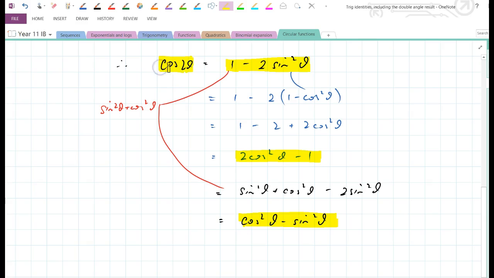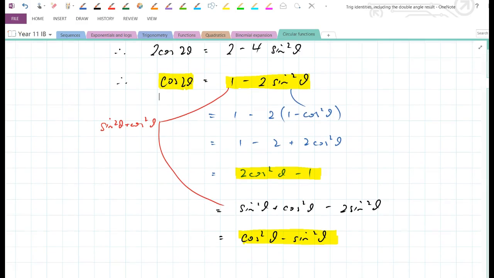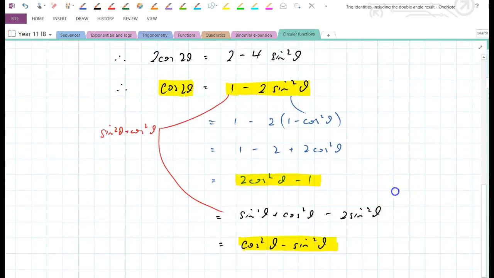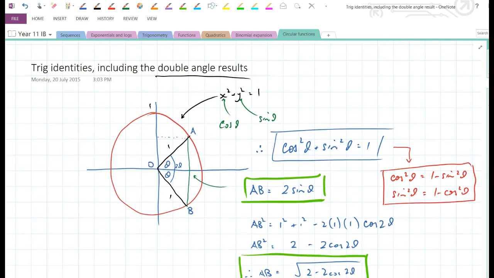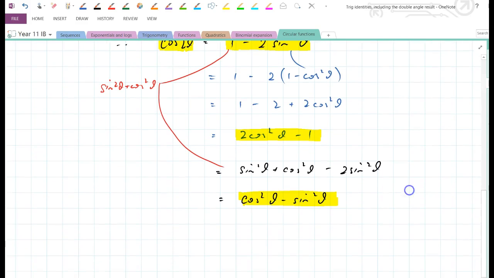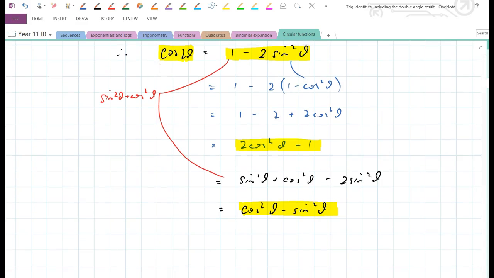Prolific little fella, cos 2 theta is equal to 1 minus 2 sine squared theta is equal to 2 cos squared theta minus 1, and they're all equal to each other, equals cos squared minus sine squared. Wonderful. Okay, so lots happening there. That's cos 2 theta. We want a double angle result for sine 2 theta. Naturally. What are we up to? 7.5 minutes. Keep going.